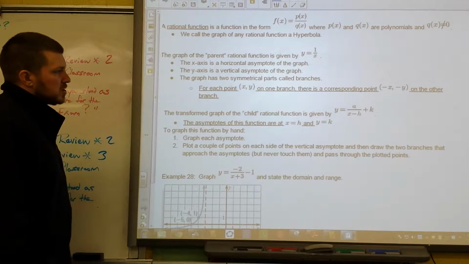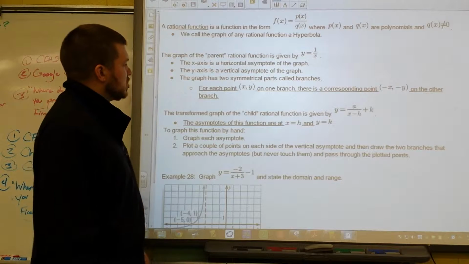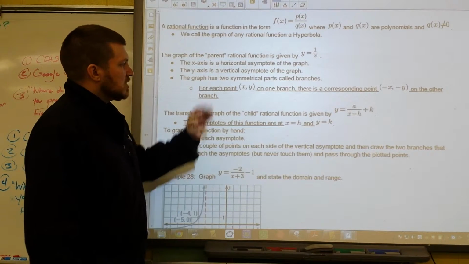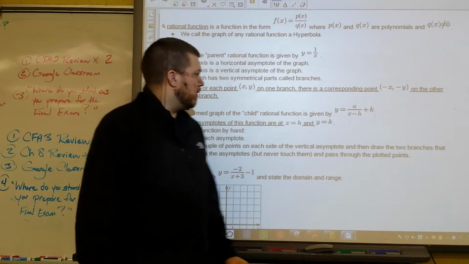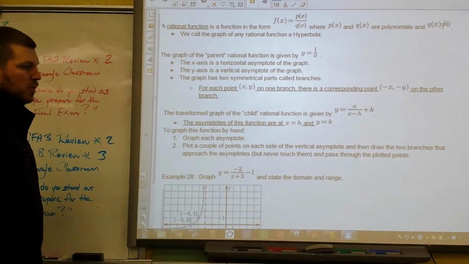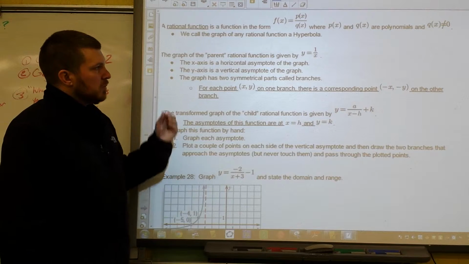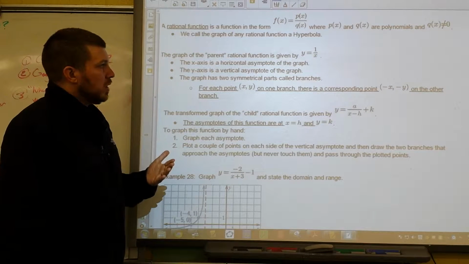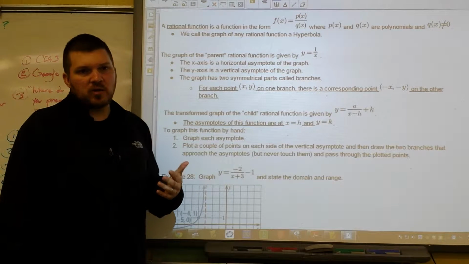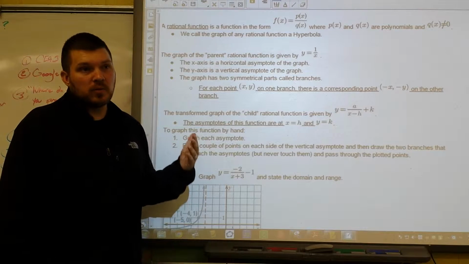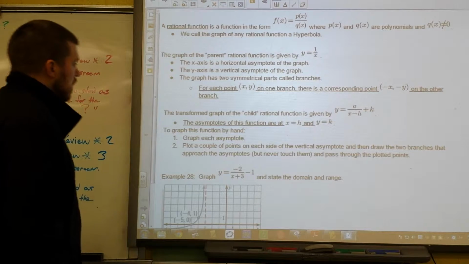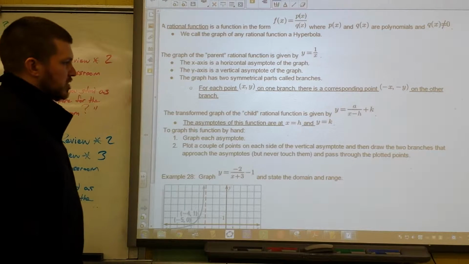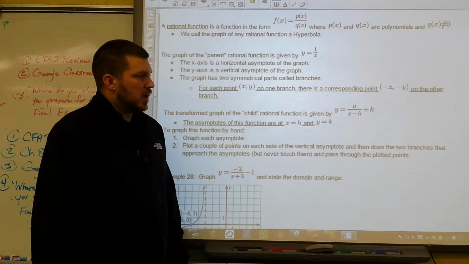The graph has two symmetrical parts, which we call branches. And for each point, x comma y on one branch, there's a corresponding point, negative x, negative y, on the other branch. When we graph these rational functions, we're going to call the graph a hyperbola. So like the graph of a quadratic function is called a parabola, the graph of a rational function is called a hyperbola.